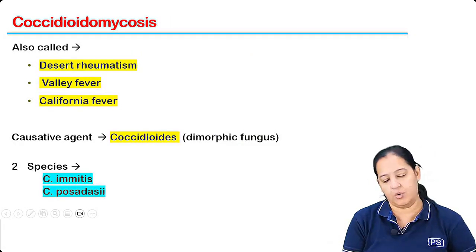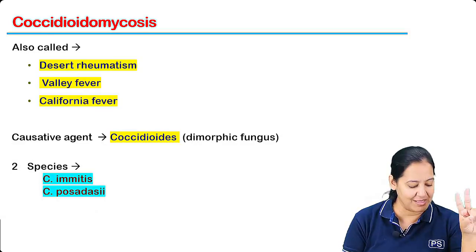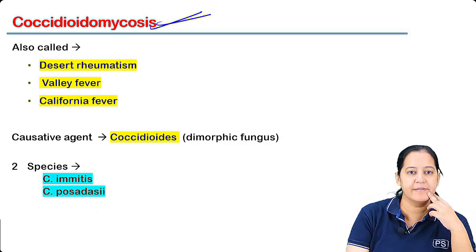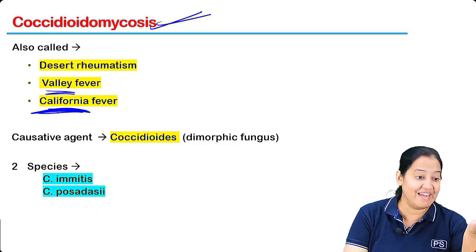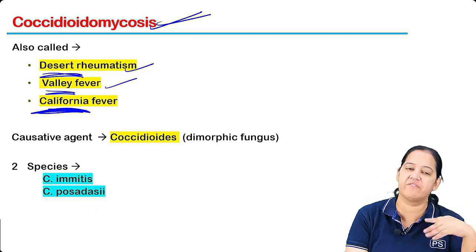Okay, next is the coccidio, the third one. So we are done with histo, we are done with blasto. The third one I am coming to is coccidio. Coccidio, learn the other names. It occurs in California. In California, there are many valleys, there are many deserts. That's why desert rheumatism, valley fever, one and the same thing.